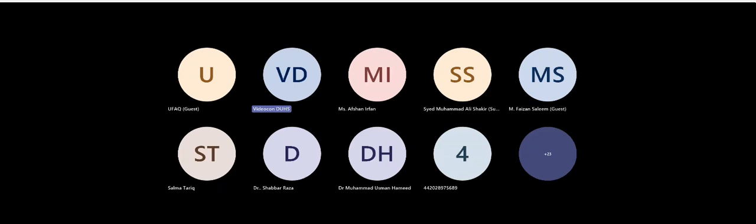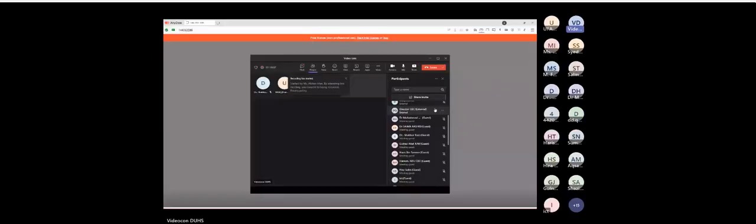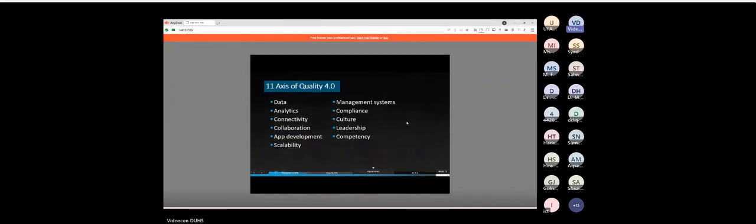And Quality 4.0 has 11 axes. These are the 11 axes that we have to work on. First one is data. We should have some mechanism to gather the data. We should analyze the data using big data analytics techniques. We should have connectivity through which we can directly fetch the data in real time rather than taking static data. We should have collaborations, not only within the institution but also throughout our stakeholders, where we can get the data and the information. So we should have the collaborations.